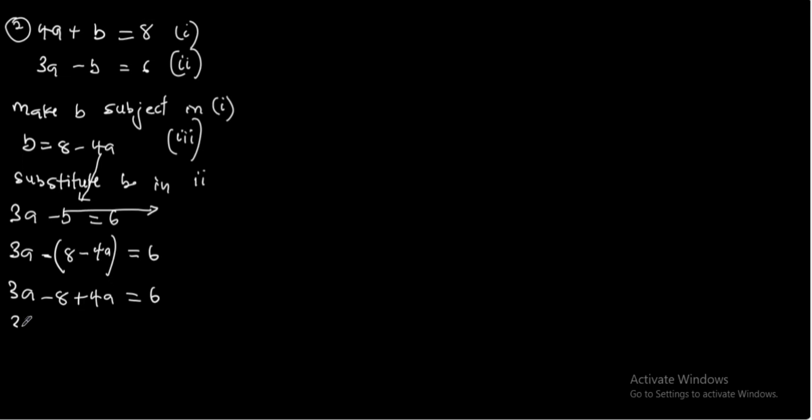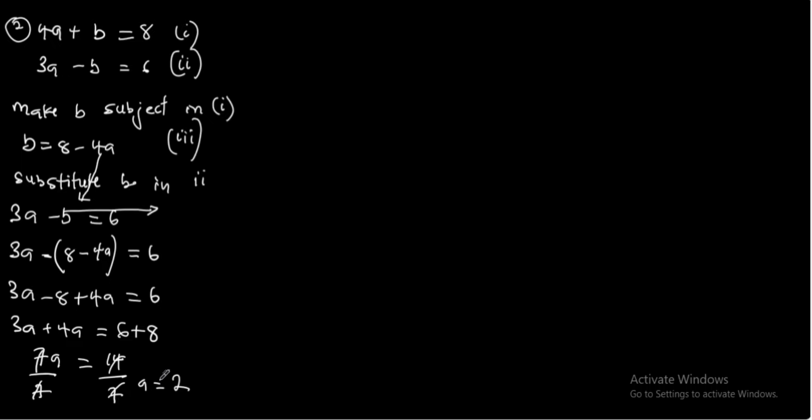We would have 3a plus 4a on the left-hand side equals 6. So that minus 8 goes to the other side, it becomes plus 8. And then 3a plus 4a is 7a, which is equal to 6 plus 8, which is 14. Now we have 1 single term on the left-hand side and 1 single term on the right-hand side. We can now find a by dividing both sides by the coefficient of a, which is 7. And then we say a is equal to 2.